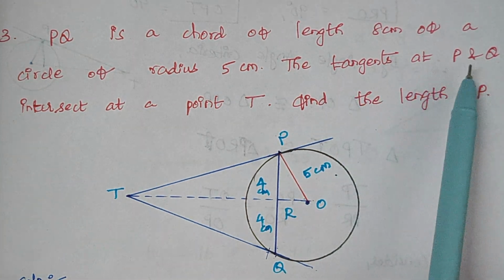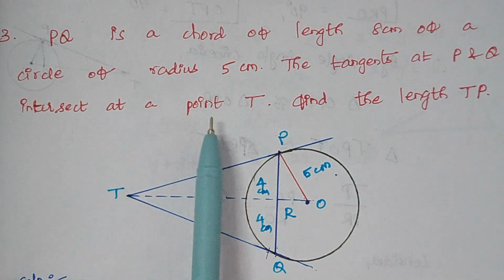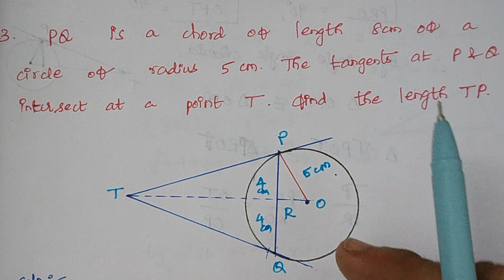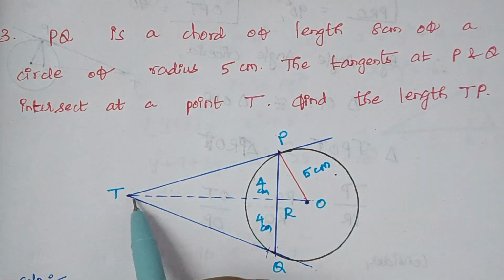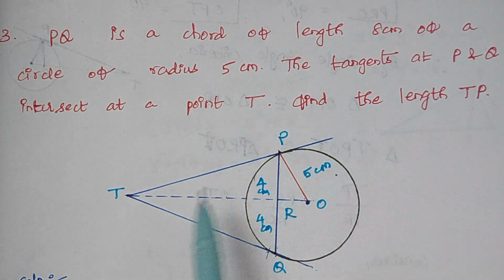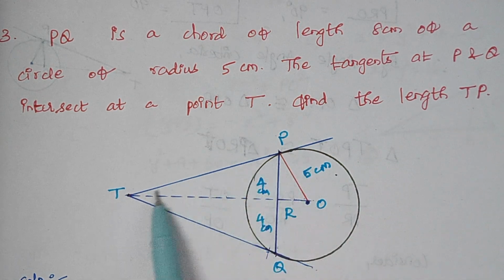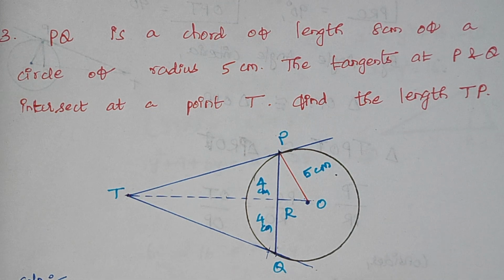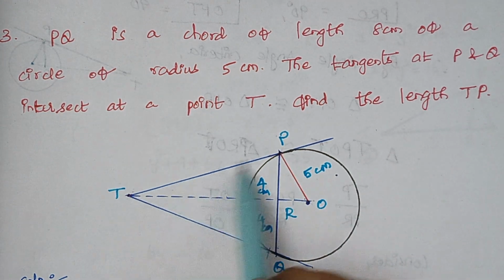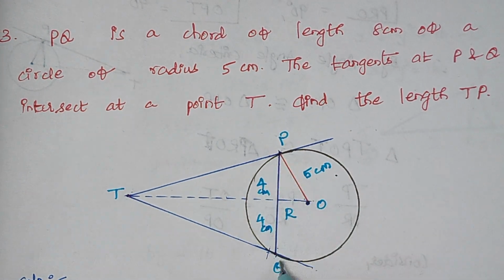The tangents at P and Q intersect at a point T. The tangents at P and Q are meeting at a point T. Find the length TP. So we have to find this length. Now we have drawn this radius, these 2 tangents and this chord.